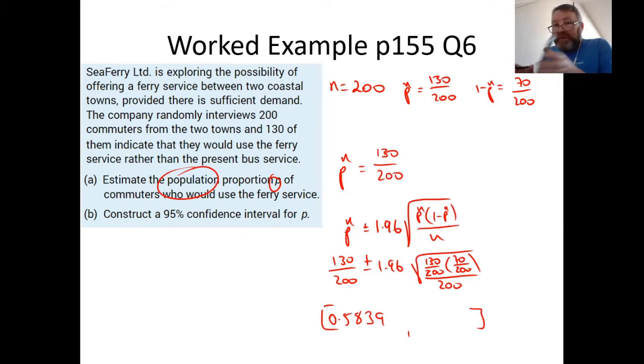Okay, and then just go back and change the minus to a plus. So again, look, that's on your screen. Change the minus to a plus. And when you do that, the second answer is 0.7161. So that's the 95% confidence interval for P.